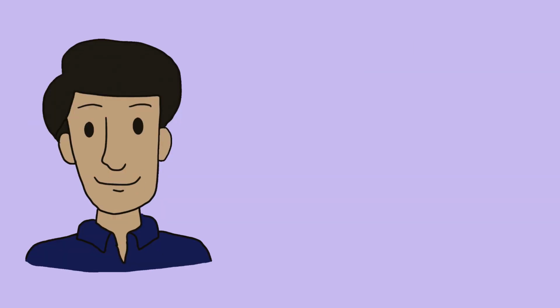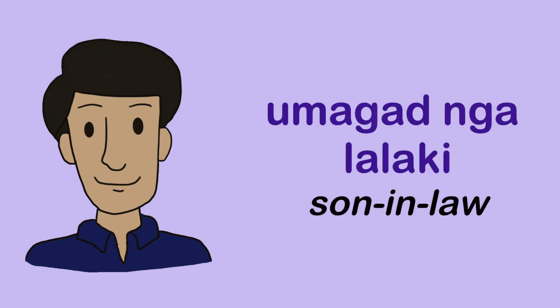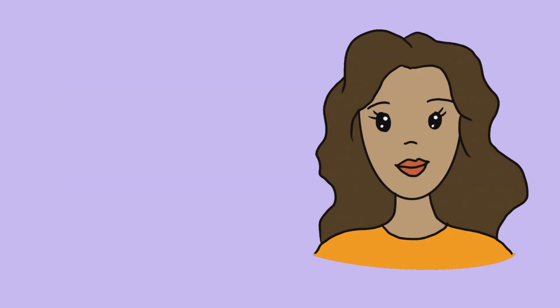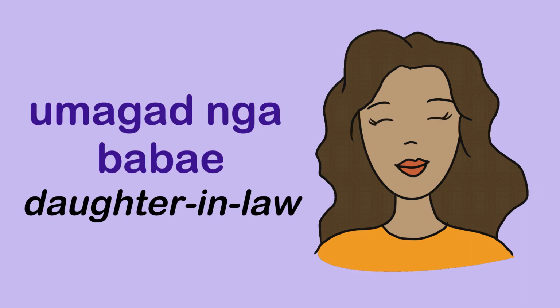Moving on, we have son-in-law, which in Bisaya is called umagad nga lalaki. Daughter-in-law follows the same rules, so replace lalaki with babae, and it becomes umagad nga babae.